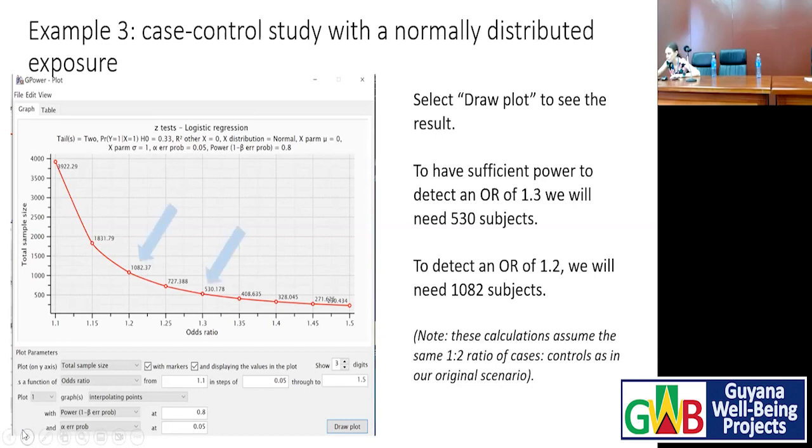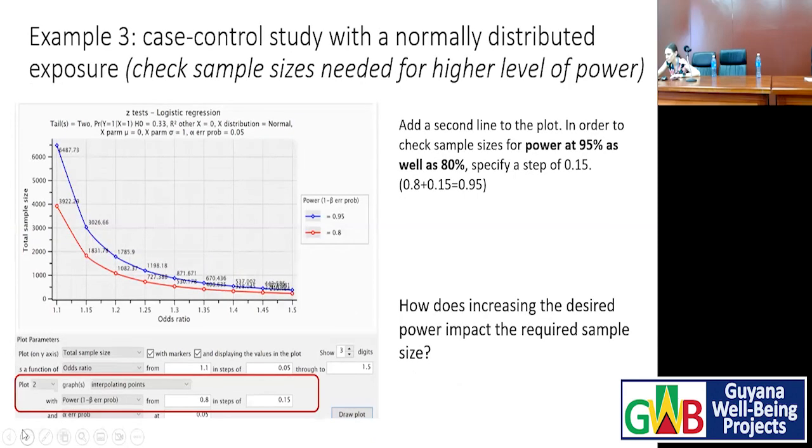Okay, those are points of interest. So here we could also add a second line to the plot. For example, instead of just having 80% power, what if we want to see what we would need to have 95% power, really good power there.